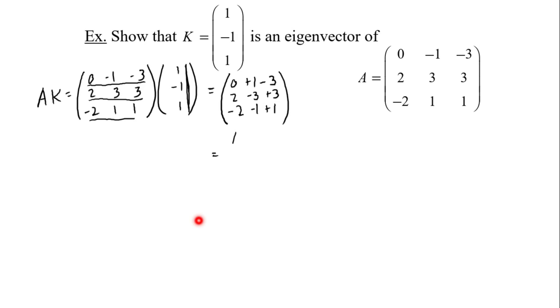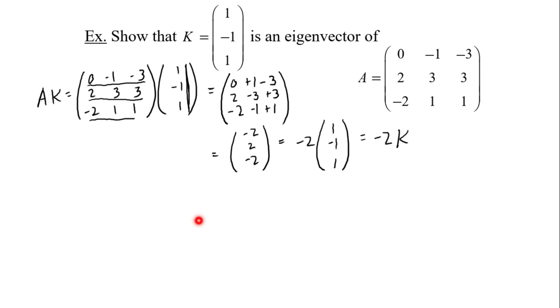So the result here is -2, +2, -2, which is fine. I mean, that's the result of that product. Now we want to notice that this is the same as -2 times the vector 1, -1, 1, and of course, that is just the vector k. So what we found is that A times k is equal to negative 2 times k.